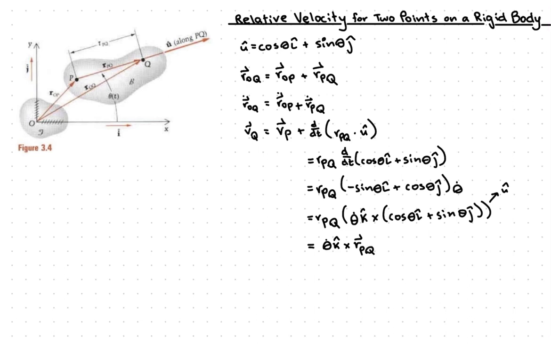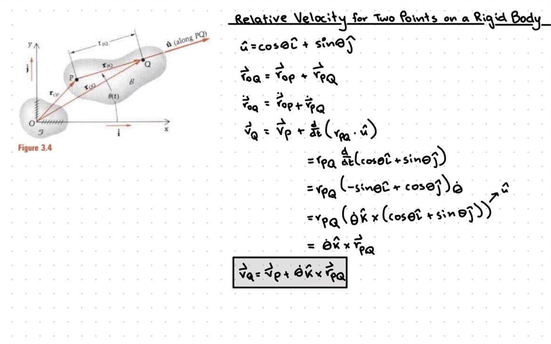Let's go ahead and plug this back into our velocity equation. So we see that the velocity of point Q equals the velocity of point P plus theta dot in the k-hat direction crossed with our position vector from P to Q. This is our relative velocity equation for 2 points on the same rigid body. So we have our equation for the relative velocity, but what does it mean conceptually? It means that if we are looking for the velocity of an unknown point Q, we can find it by adding the velocity of a known point P to this cross product.